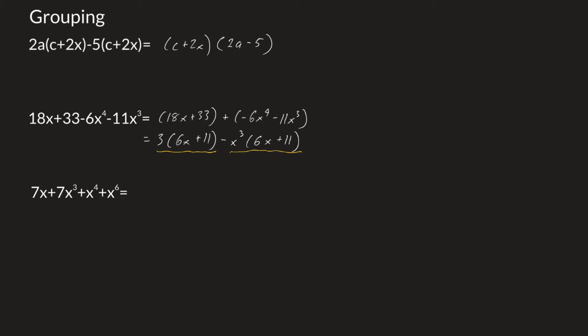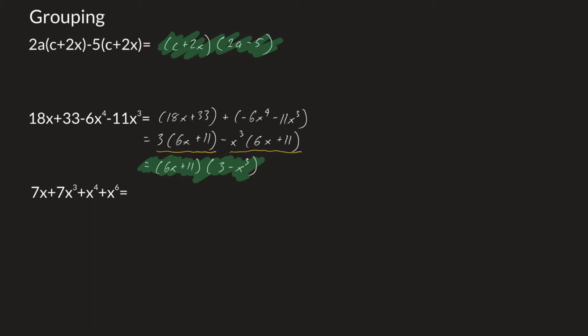So let me get the right color, equals. So I yank out a 6x plus 11, and I'm left with a 3 minus x cubed. And as you can see, we have that nice binomial multiplication going on like we did up here. So far so good. Before we move on to the next problem, feel free to pause again, try it out yourself, and then press play again to see if you did your work correctly.